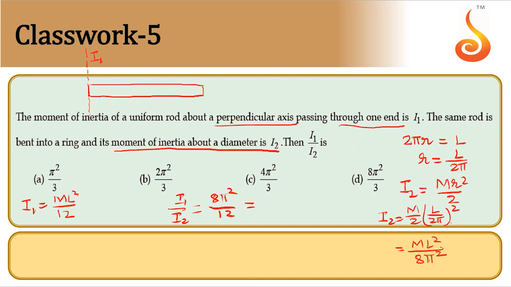Yes, I made a mistake here. This is ml square by 3. About this axis, it is ml square by 12. Right? So please correct it. So this should become 8 pi square by 3. That's it. So that is option D. So this is a direct formula. This is also a direct formula. About the diameter, it is mr square by 2.